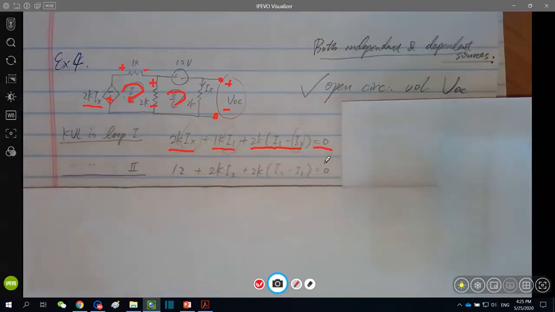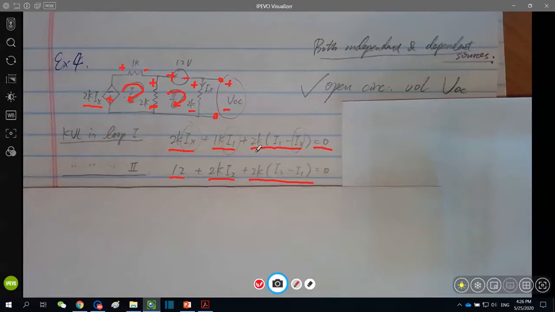And in mesh 2, we have the same voltage across 2K. However, because of the rotation direction, we are coming across the negative terminal first. So it is negative 2K times I1 minus I2, or positive 2K times I2 minus I1. And then negative 12 volts, we like it. It's very easy to deal with the voltage source in mesh and very easy to deal with the current source in nodal. The last one is the voltage across 2 kilo ohm introduced by mesh current I2.